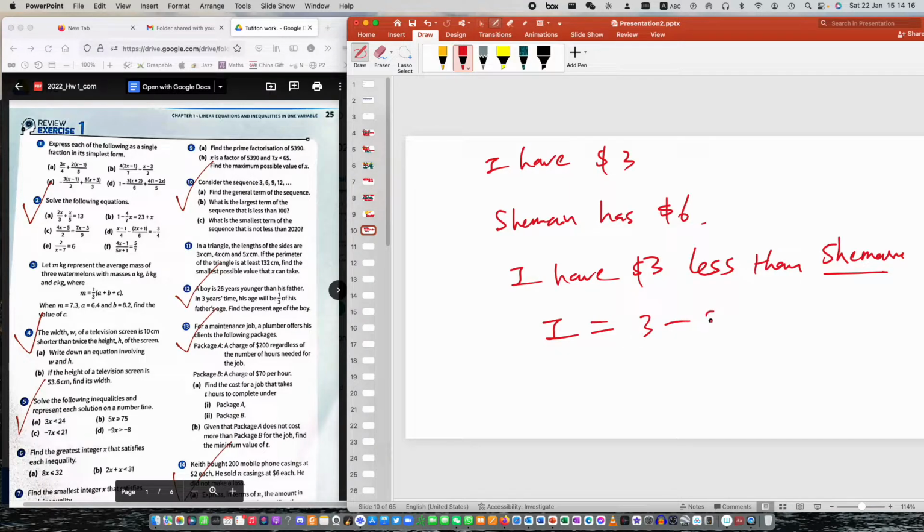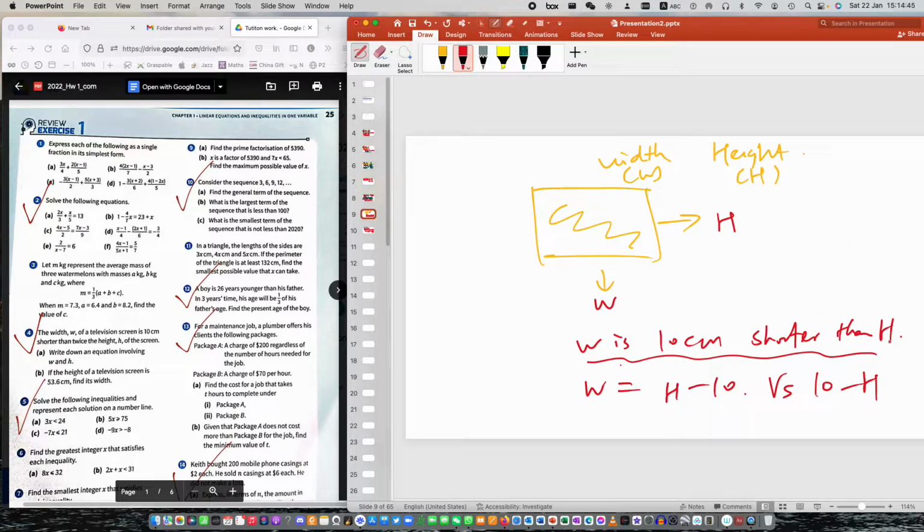So 3 minus Charmaine or Charmaine minus 3 for this example. Which one? 3 minus Charmaine or Charmaine minus 3? Charmaine is 6. The second one. So you choose option 2, right? So if you give yourself this simple example, then you already let yourself know I should use h minus 10. So it's not this.